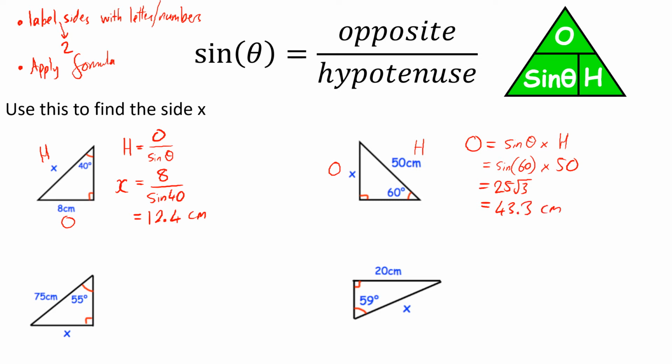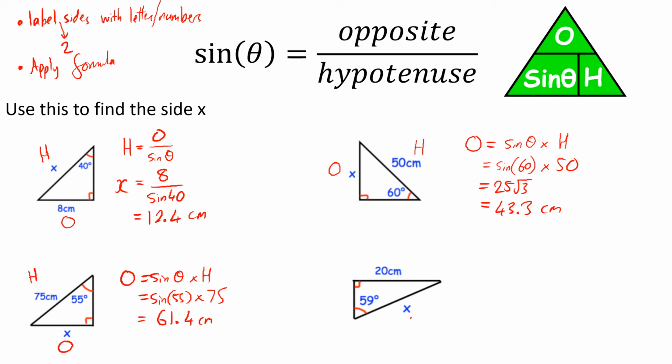What about the third question? Hypotenuse is 75, opposite is x, so we're trying to find the opposite this time. It means we need to do sine theta times hypotenuse again. It means we need to do sine of 55 times 75. Again, make sure you close those brackets, and that should give you 61.4 centimeters. Notice in both those last two, we've ended up with a side that's smaller than the hypotenuse. That generally means we've done it right.